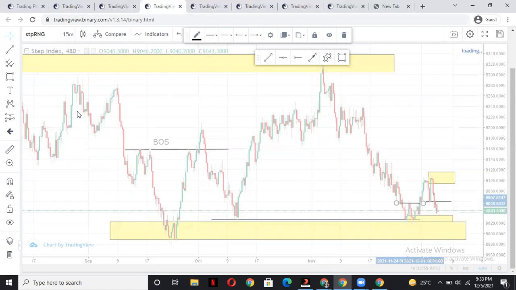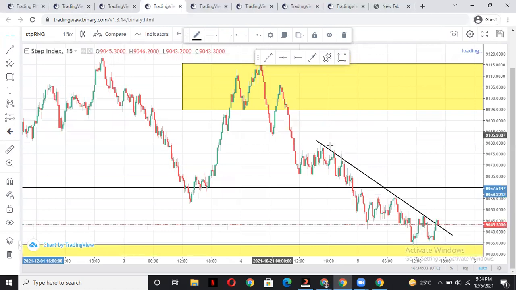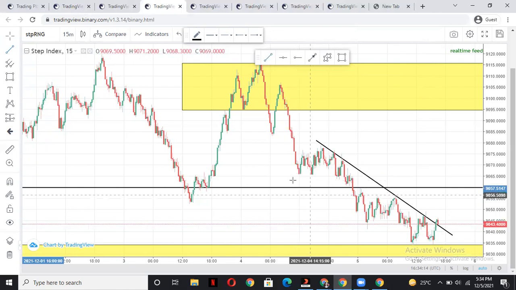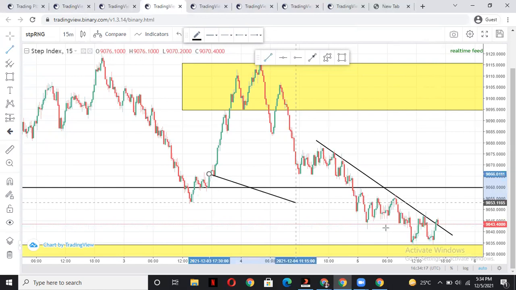Now let's go to a lower time frame to see what is happening there. My entry time frame, which is the 15 minutes time frame. Let's go and see what is happening on the 15 minutes time frame. We can clearly see on the 15 minutes time frame that price is creating a kind of reversal pattern.